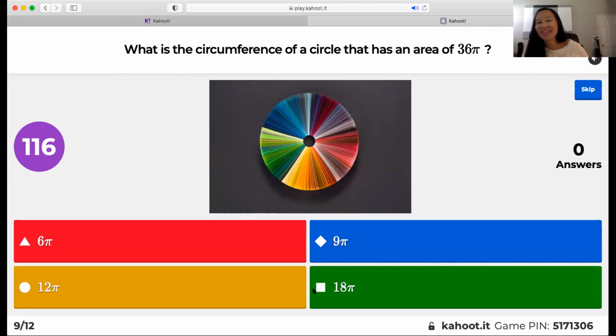Ooh, this is tough. There's a couple steps you have to do. So if the area is 36 pi, then your radius is the square root of 36. So that'd be 6 is your radius. Now find your circumference.